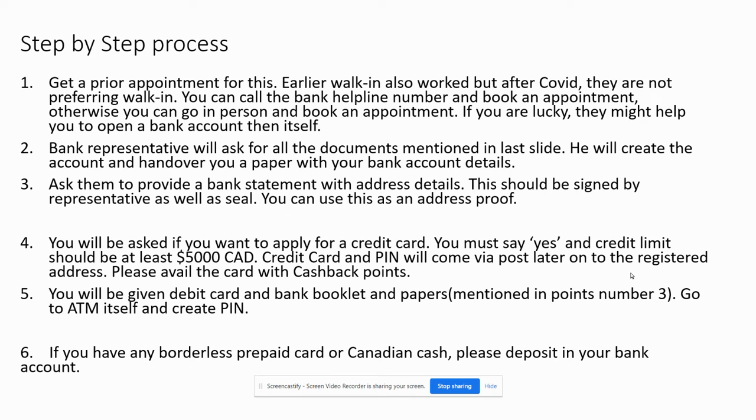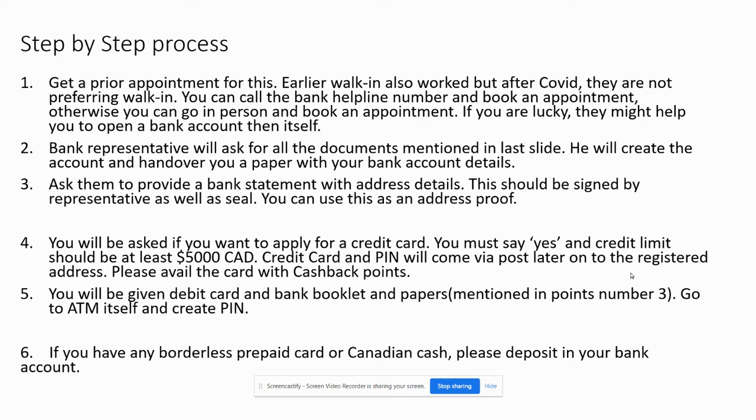Get a prior appointment for this. Earlier walk-in also worked, but after COVID, they are not preferring walk-in. You can call the bank helpline number and book an appointment. Otherwise, you can go in person and book an appointment. And if you are lucky, they might help you to open a bank account then itself.